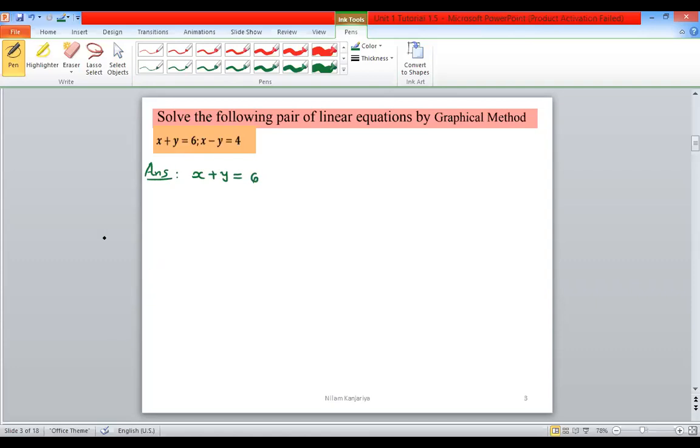To solve the equation by the graph, you take different values of x and you get the value of y. x is your choice. You make y the subject. Anything you can make the subject, but I'm always making y the subject. So the equation becomes y is equal to 6 minus x.